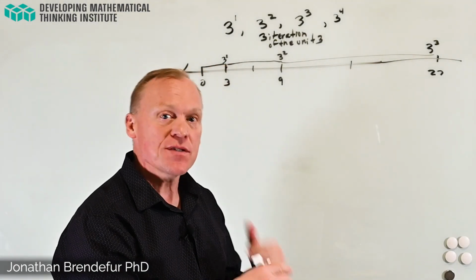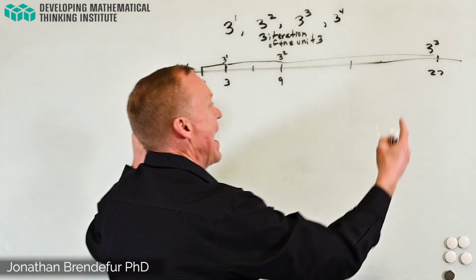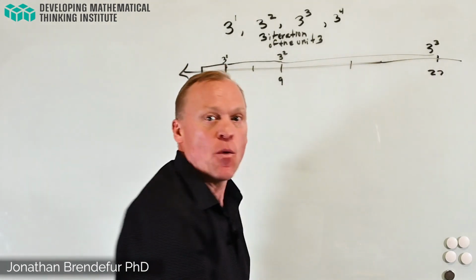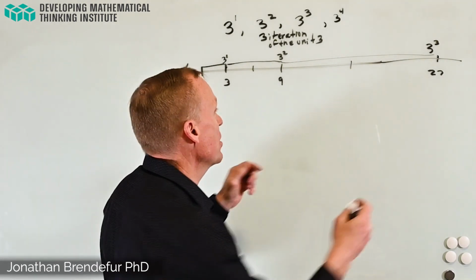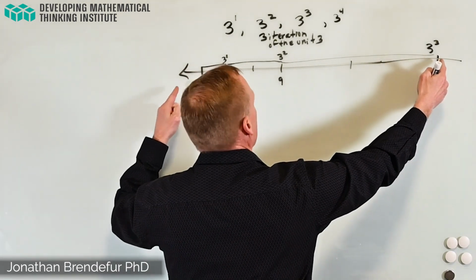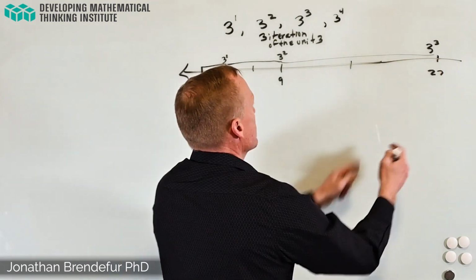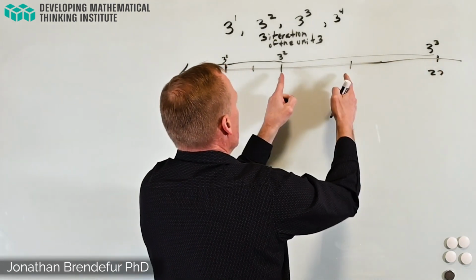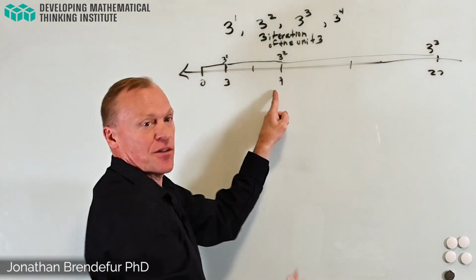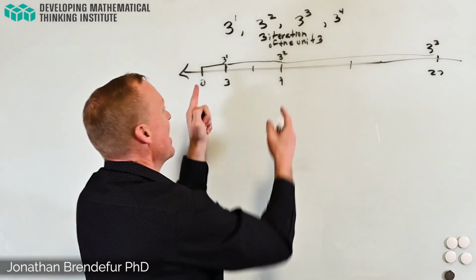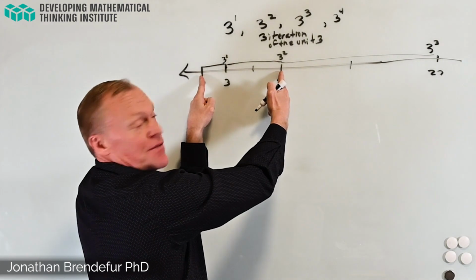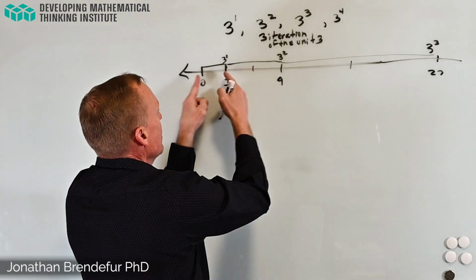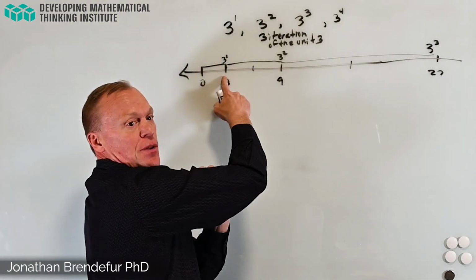Okay, if we reverse that process, so we're at 3 to the third. Now I want to go to 3 to the second. I'm doing 3 partitions, 3 equal partitions. So here's my 3 to the third. So we have the 1, 2, 3, and I'm back to 3 squared. Okay, I'm at 3 squared. I do 3 partitions of 3 squared. There's my 1, 2, 3. I'm back to 3 to the first.